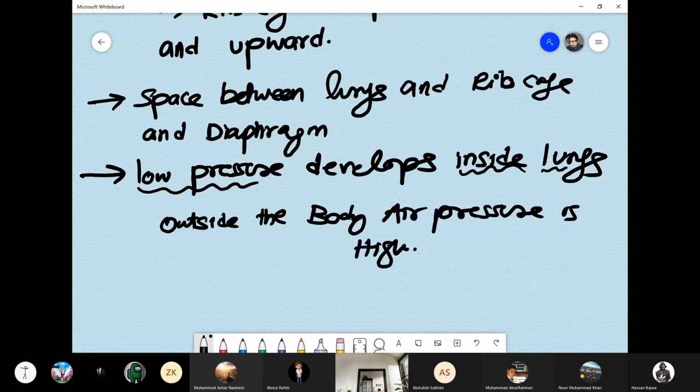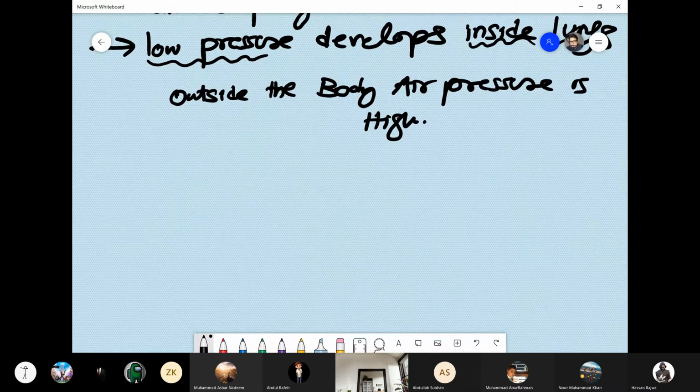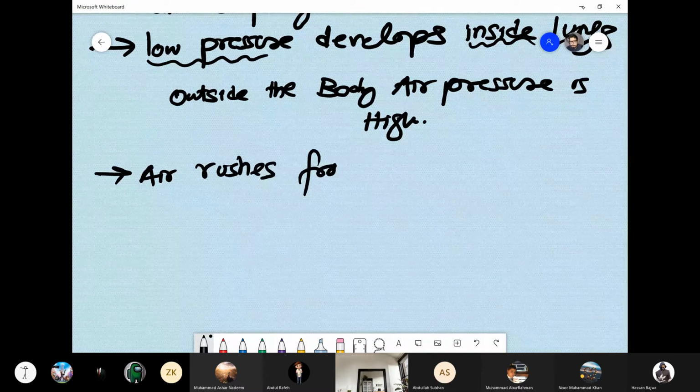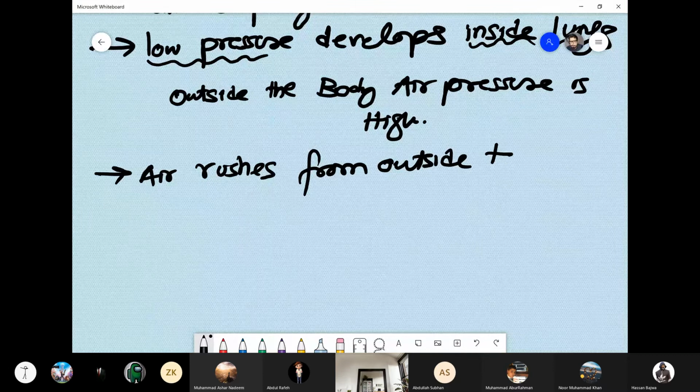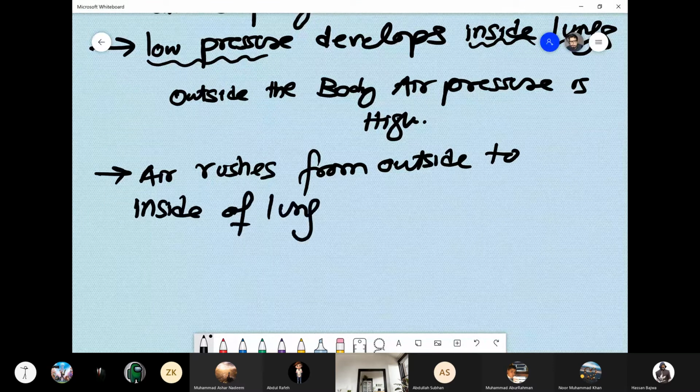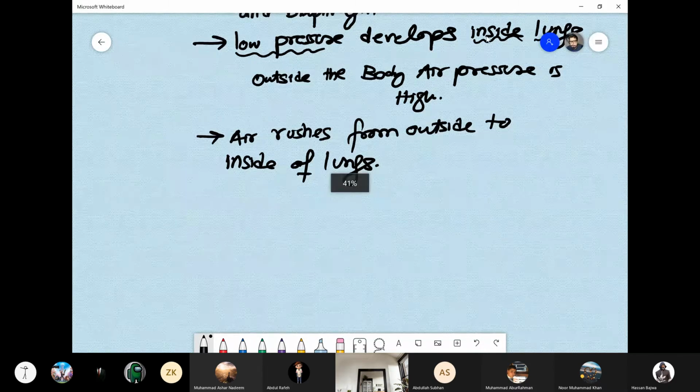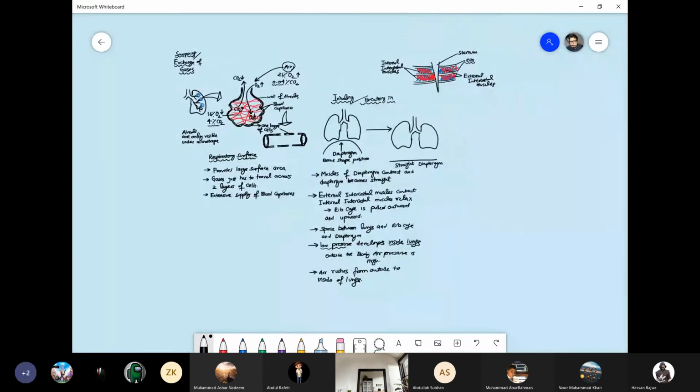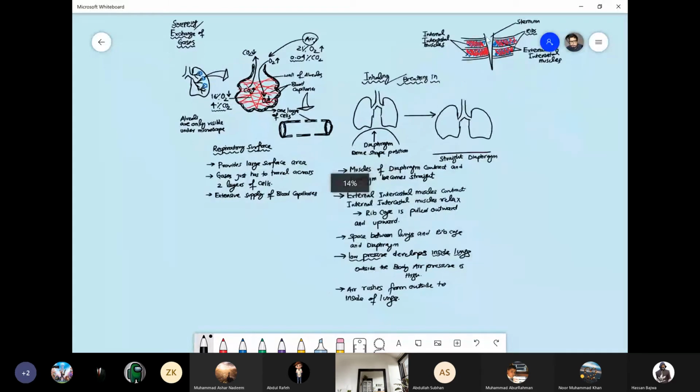So what will happen? The air will rush from the outside to the inside of the lungs. And this is how the breathing in process will complete. Right, boys? So this is how the breathing in process will complete.